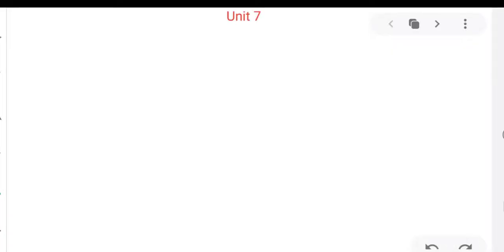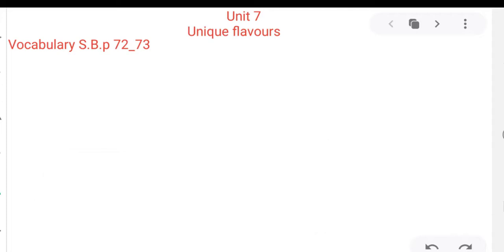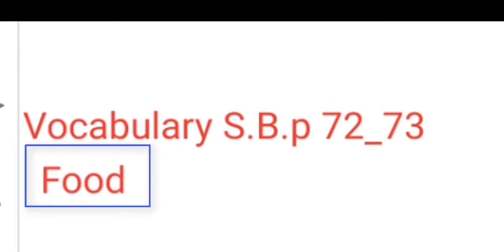Today we are going to complete this unit, Unit 7, Unique Flavors, and we are going to explain vocabulary, which you can find on pages 72 and 73 of your student books. Our vocabulary today is divided into 4 main groups. In the first group, we are going to deal with some vocabulary related to food.